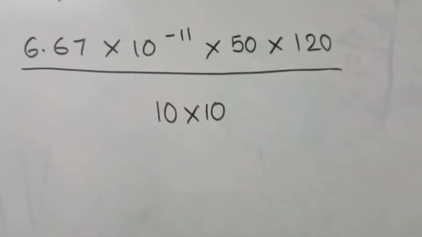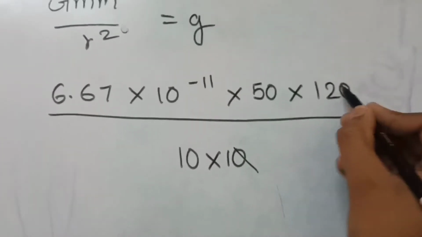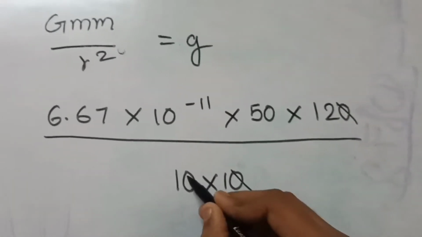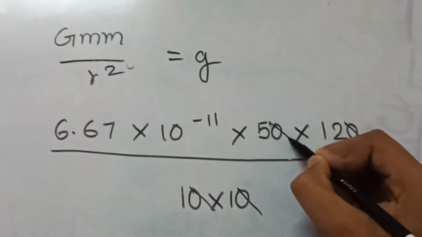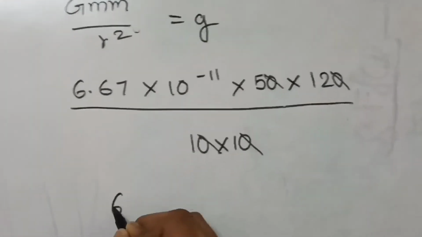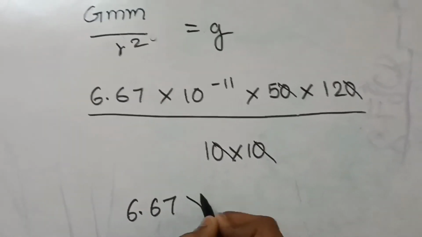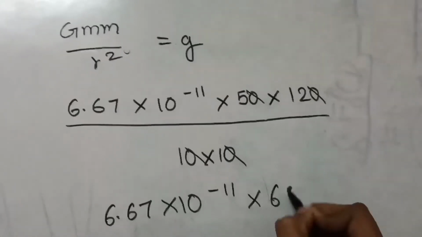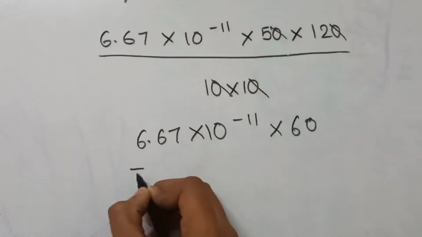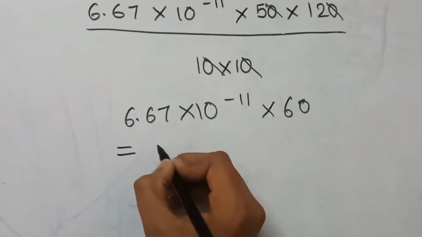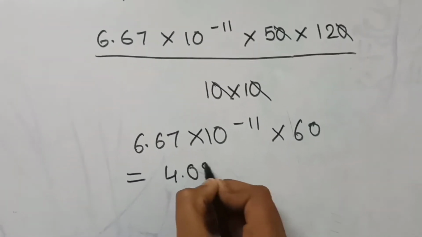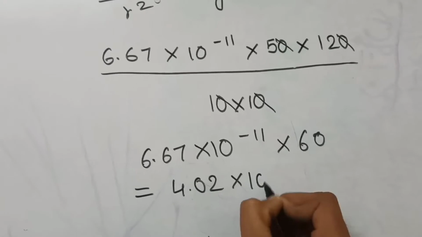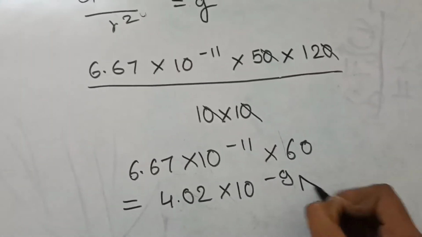Now let's calculate it. So this 10 with this 10 will get cut, and this 10 with this 10 will get cut. So we will get 6.67 into 10 to the power minus 11 into 60. So the force of gravitation between the two objects will be 4.02 into 10 to the power minus 9 newtons.